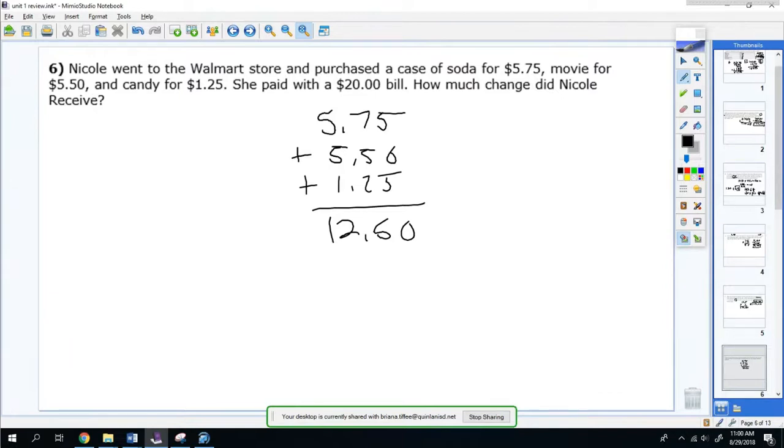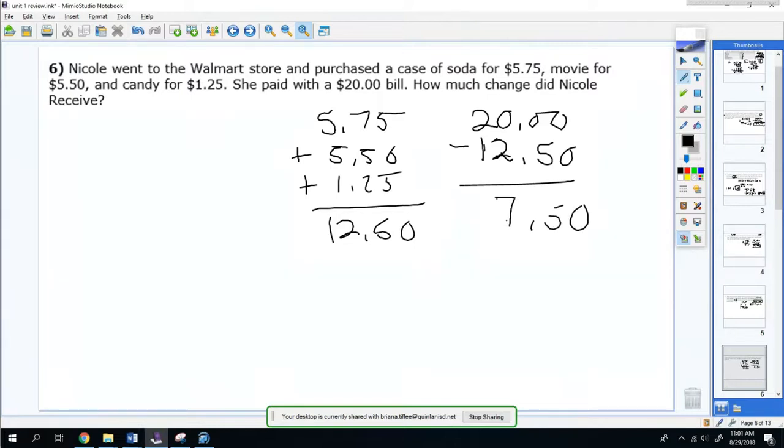So she's going to take her $20 bill and subtract it. And we're not going to include tax in this one, not just yet. So you subtract it. She should get $7.50 back. So the cashier owes her $7.50.